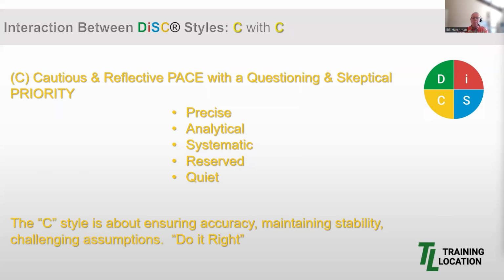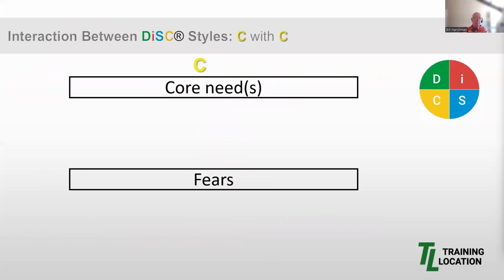So let's say we have two people who are about challenging assumptions, reserved and quiet, yet focused on doing it right. Can you begin to see how project or task completion between two C styles might be affected? Let's continue. What might help understand the previous descriptors is to understand what drives the C style. Wiley research indicates the following core theme or need.